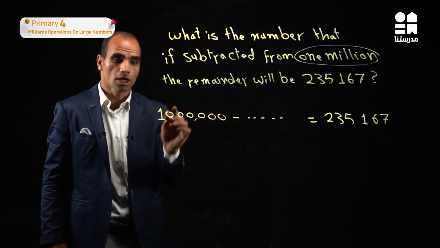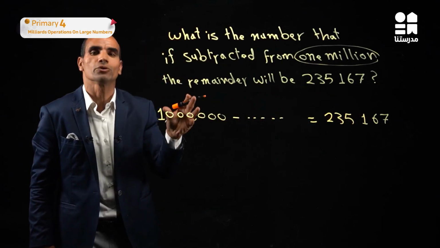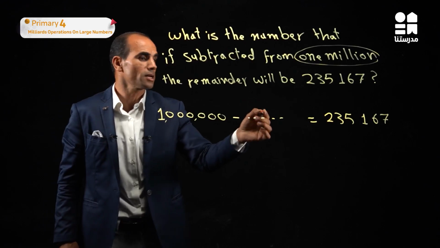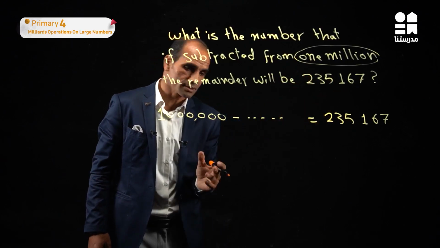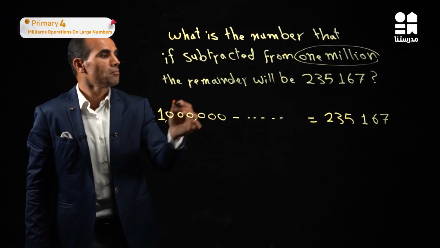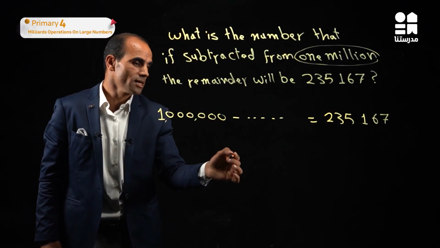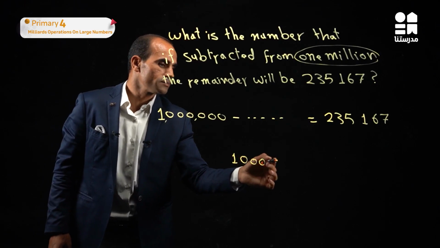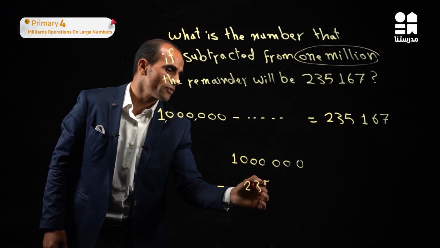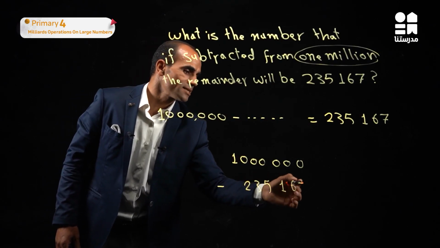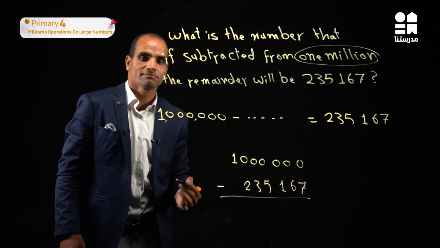The minuend is the greatest number here. We have 3 numbers. We need the number here, which is called the subtrahend, and the number outside is called the remainder or difference. So what do we do? 1,000,000 minus this number. We can use the vertical method. So I write here 1,000,000 minus 235,167. Okay? 0 minus 7 can't be.